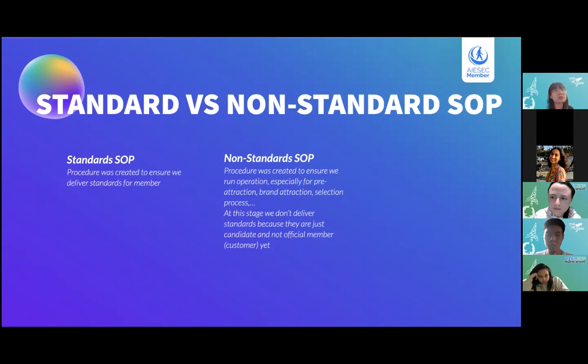Because when I do the global SOGA, the SOGA one, and I ask, do you have the SOP for your NT, a lot of people come to me and ask what the non-standard SOP is. So this is the part that I want you to understand.